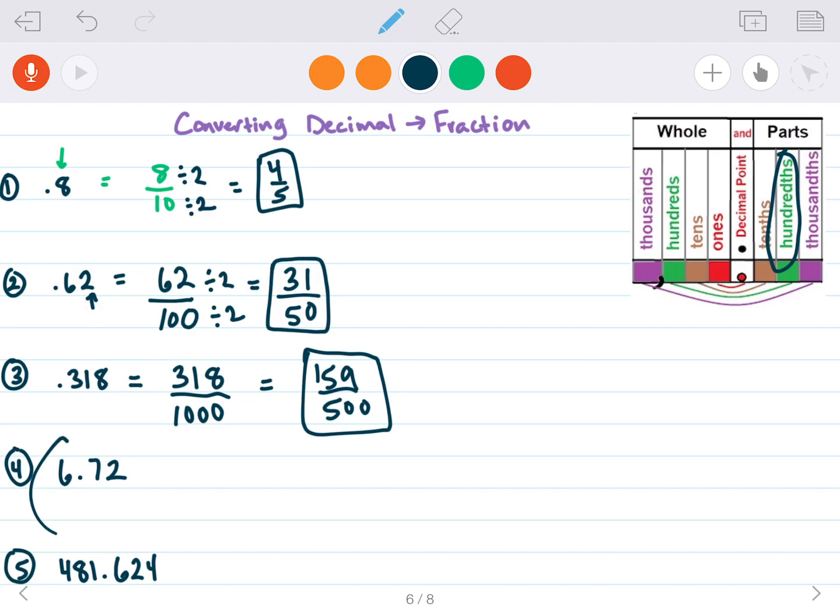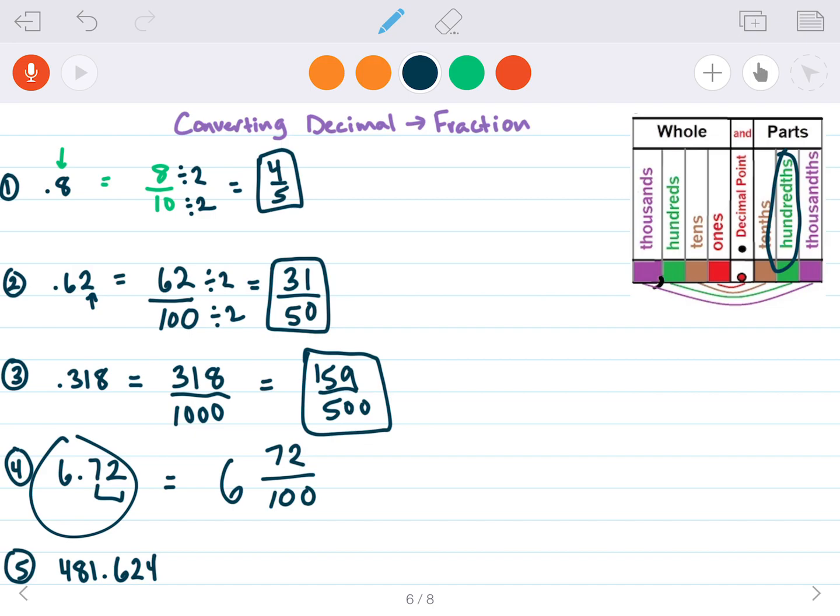a mixed number? This is a mixed number equivalent, right? It's whole and some change, right? These would be the equivalent of proper fractions, but this guy is an improper or a mixed number because it has wholes and parts. So how can we write this guy as a fraction? Well, we can write it as a mixed number because we can say, well, the whole part is 6, and the fraction part, we apply the same logic that we did in 1 through 3. So the fraction part is going to be 72 hundredths because the 2 ends in the hundredths place.